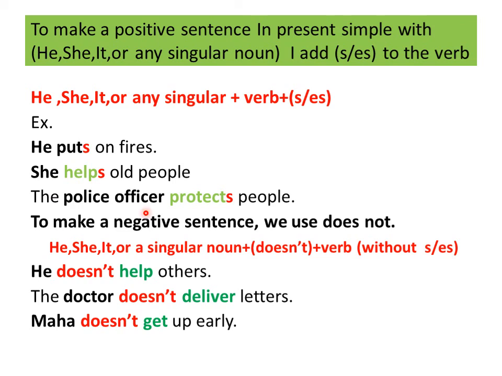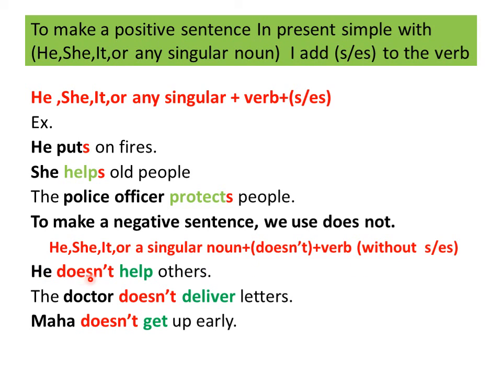The police officer, only one police officer, protects people. How to make a negative sentence? In a positive sentence, you just add s or es to the verb. To make a negative sentence, we use doesn't. Does not means doesn't. He or she or it or any singular noun plus doesn't, then the verb in infinitive, or delete the s or es that you added before.